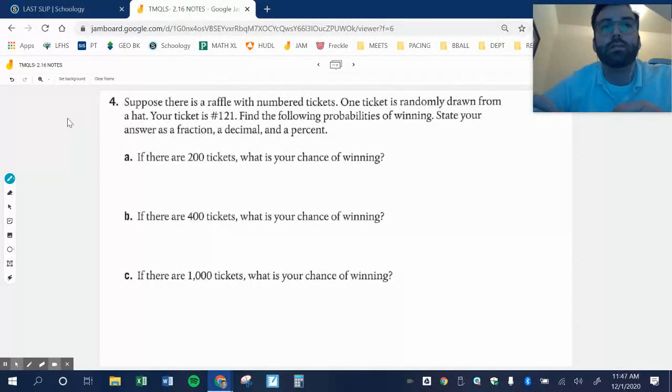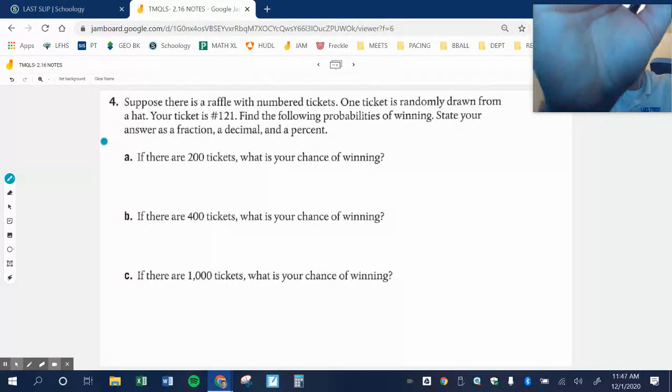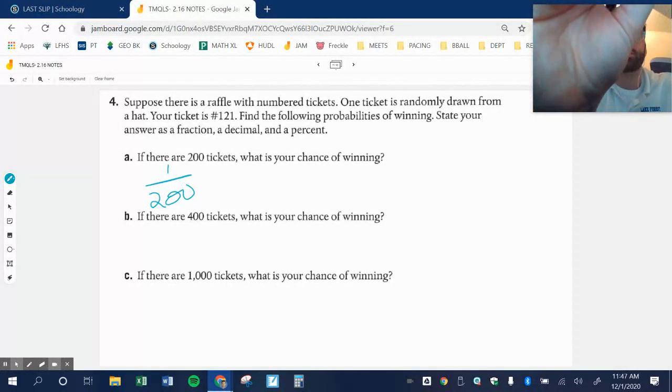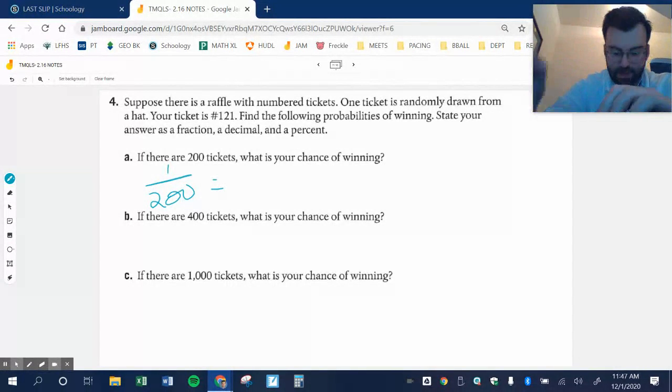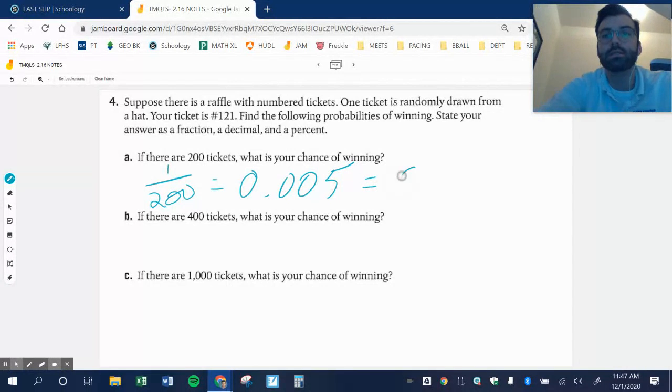So I'm going to go number 4. Suppose there's a raffle with numbered tickets. Your ticket is randomly drawn from a hat. Your number is number 121. Find all the following probabilities, state your answer as a fraction, as a decimal, and as a percent. So I have 1 ticket, there's 200 tickets. I have a 1 in 200 chance of winning. Okay? If I do 1 divided by 200, what did I get? 0.005. That's right, yeah. Which, if I multiply that by 100, is a 0.5% chance. Very small chance of winning, less than 1%.